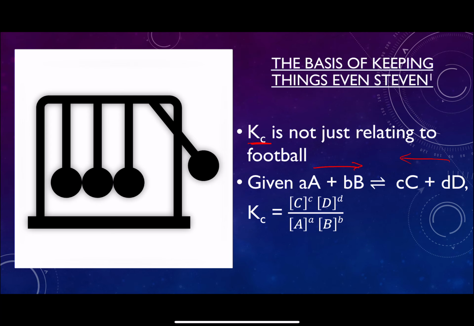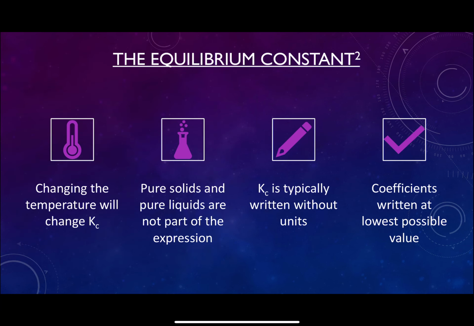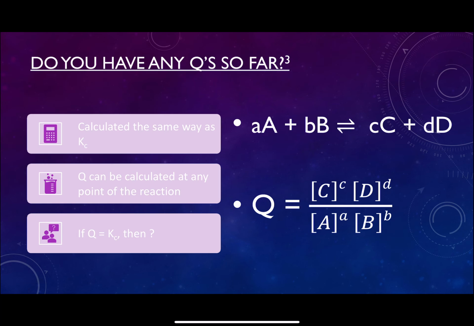Now, if we look at the given equation here, aA plus bB yields cC plus dD. This is going to be the equation for Kc, and you're going to have the products divided by the reactants. Now, an important thing to remember when calculating Kc: changing the temperature will change Kc. We will talk a little bit more about that later. Also, pure solids and pure liquids are not part of the equation. They're excluded. Kc is typically written without units, and the coefficients are written at the lowest possible value.